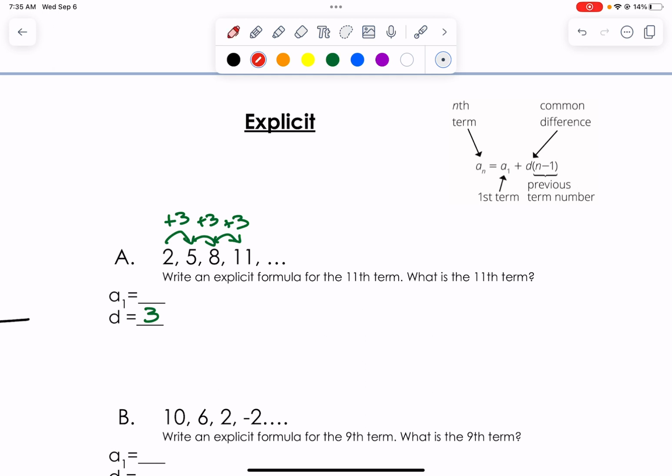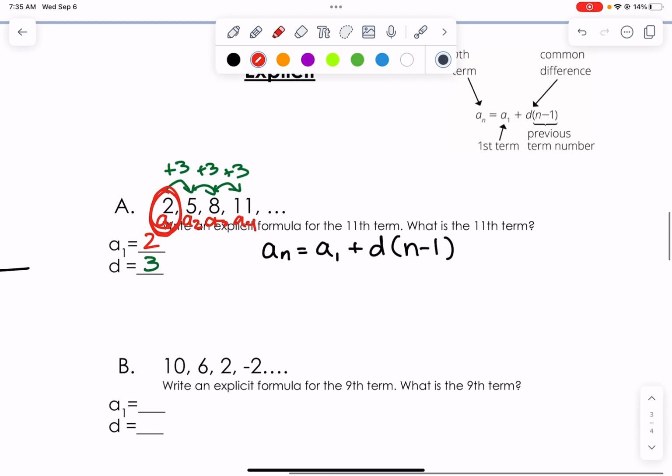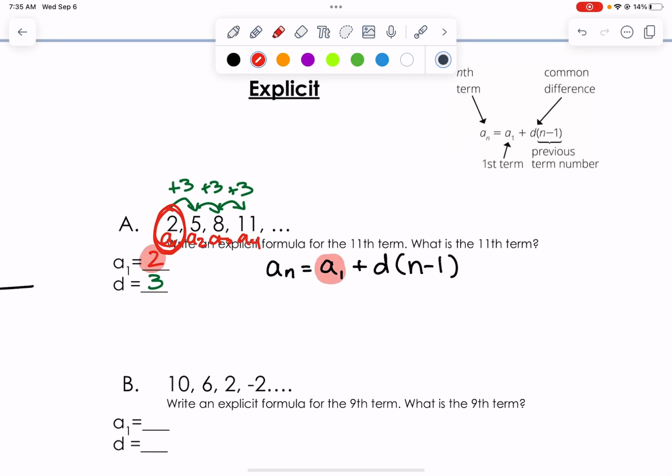Our a_1, though, that's new, but we did that earlier. So we have a_1, a_2, a_3, a_4. Our a_1 is just the first number. So we have a_n equals a_1 plus d(n minus 1). For our a_1, we're going to put 2. For d, we're going to put 3. We're just substituting those numbers in. So we have a_n equals 2 plus 3(n minus 1). This is your equation you can use.